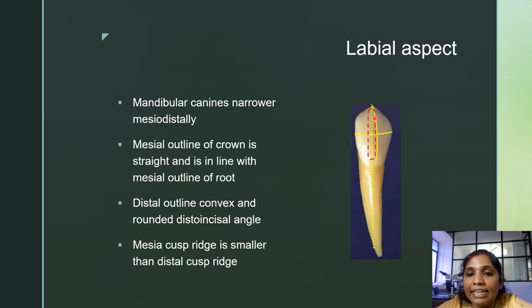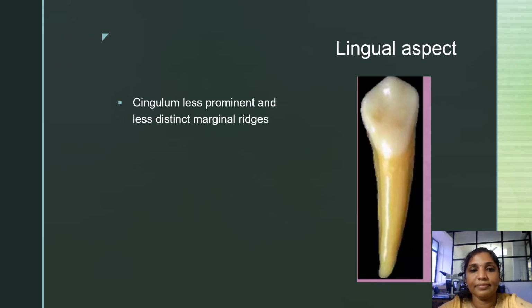The distal outline is more convex. Here you can appreciate that the distal outline is convex and has a rounded disto-incisal angle, and the mesial cusp ridge is smaller than the distal cusp ridge. This is the mesial cusp ridge, which is straight and smaller compared to the distal cusp ridge. Cingulum: compared to the maxillary canine, the cingulum is less prominent and has less distinct marginal ridges.